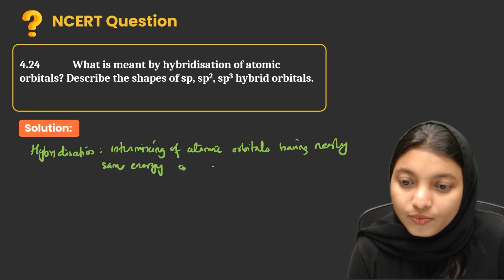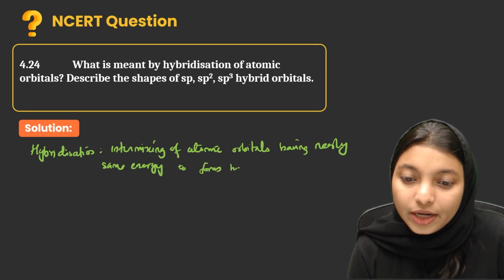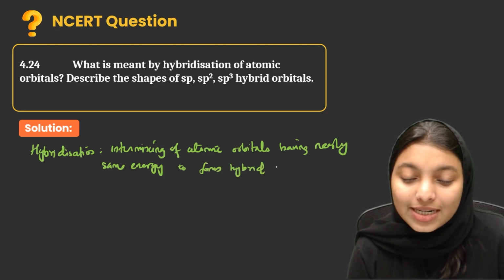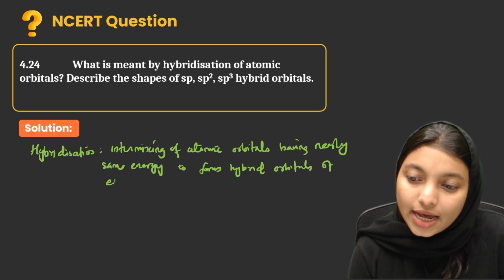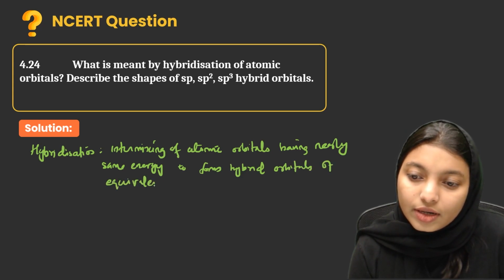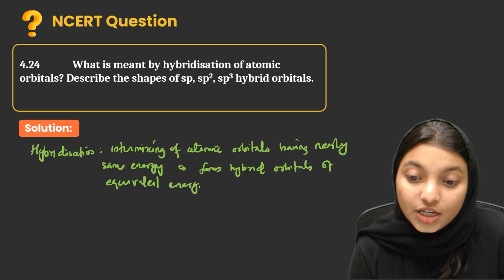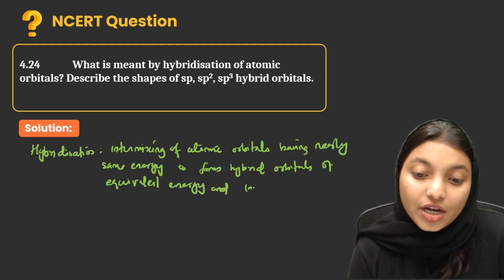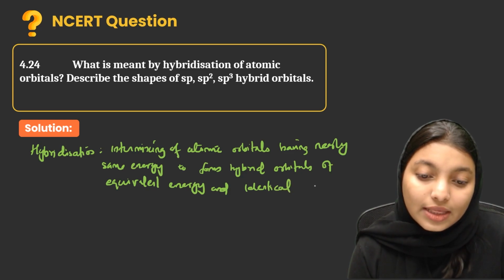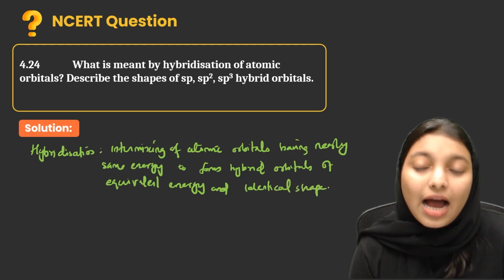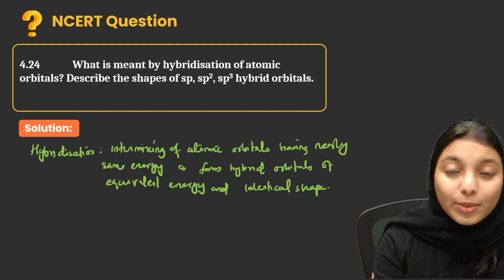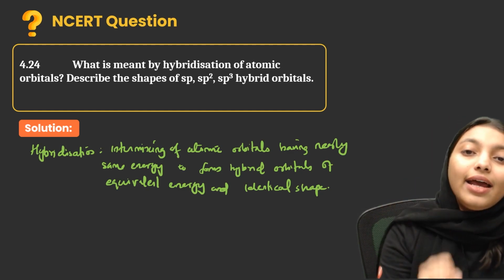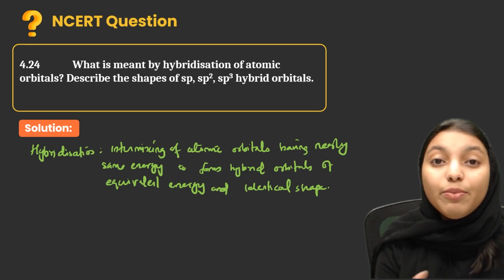to form hybrid orbitals. To form what orbitals? Hybrid orbitals of equivalent energy and identical shape. That is the main point here. After hybridization, they will form an equal number of orbitals having equivalent energy and identical shape. That is what hybridization is.